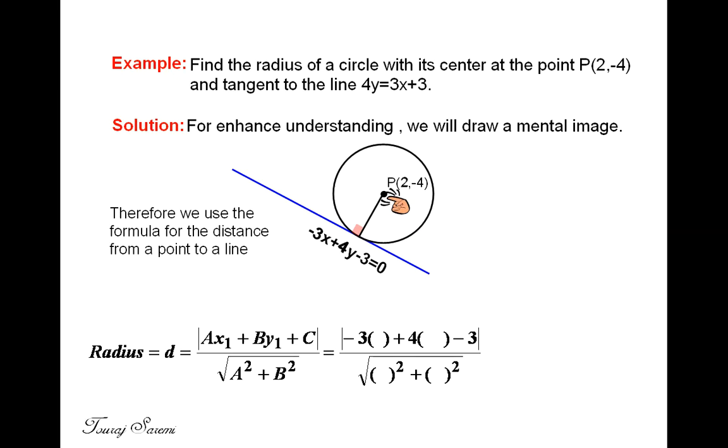Substitute the coordinates of the point on the left side of the equation of the line in the standard form. Substitute the coefficients of x and y from the standard form of the line in the denominator of the distance formula. So the radius obtained is 5.